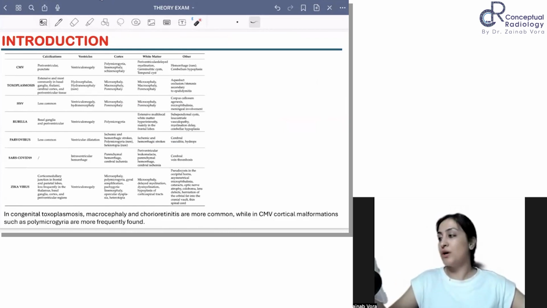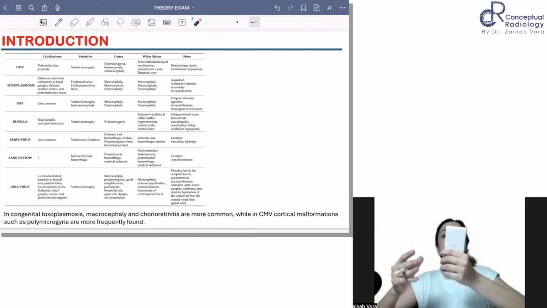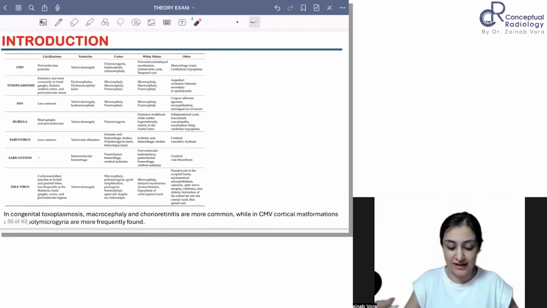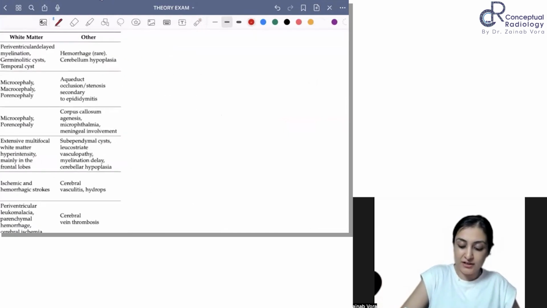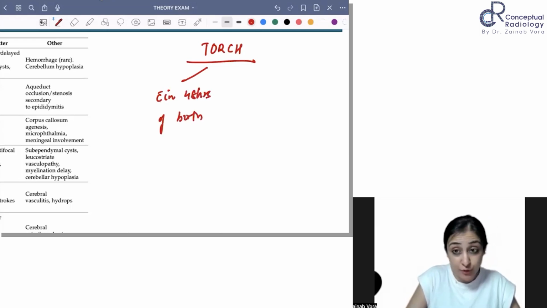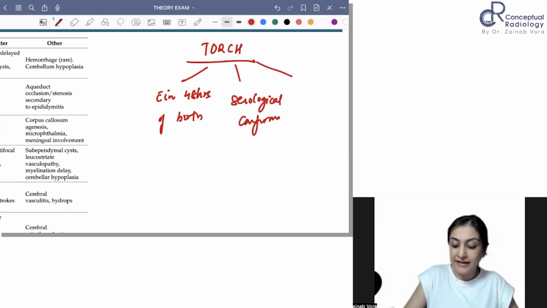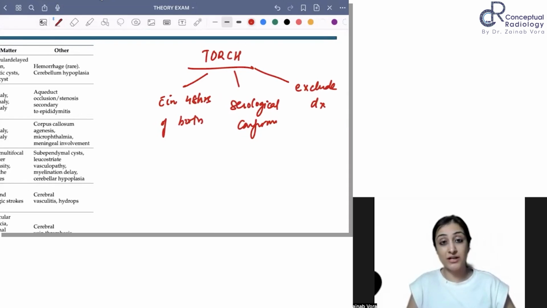Okay, so what are torch infections? First of all, congenital torch का criteria होता है. The only thing I found useful from this torch article was that there is a torch infection ka definition. The definition includes 3 things: that it should present within 48 hours of birth or before in utero. There should be serological confirmation of the cause, and you will exclude any other diagnosis, right? So this is the definition or the criteria of torch.